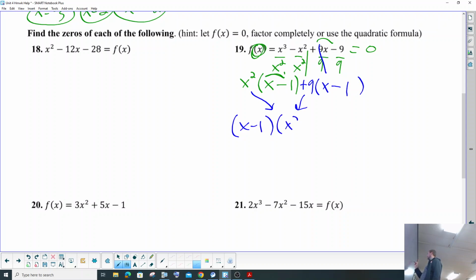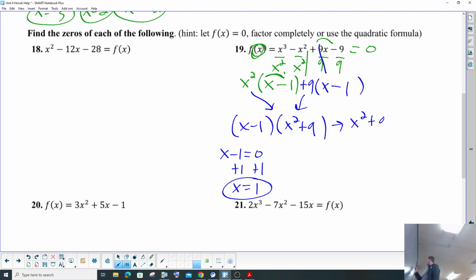Okay, so then we have an x minus 1 as one of our factors, and then whatever's left is the other factor. But I think it wants us to solve it. So set each one equal to 0. This other one looks kind of strange. So we get x equals 1. So we take x squared plus 9 and set that equal to 0. How do we do that? Well, we're going to minus 9 from both sides.